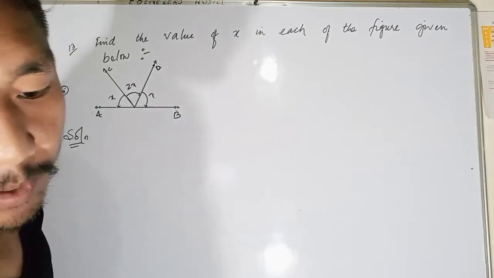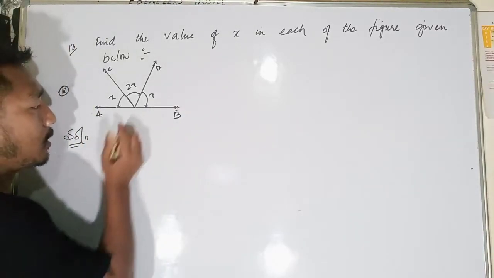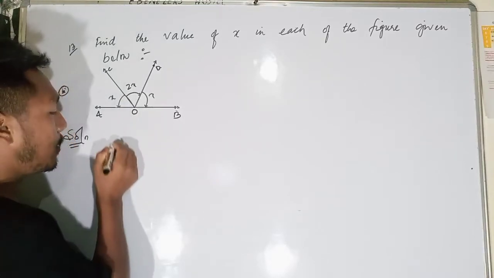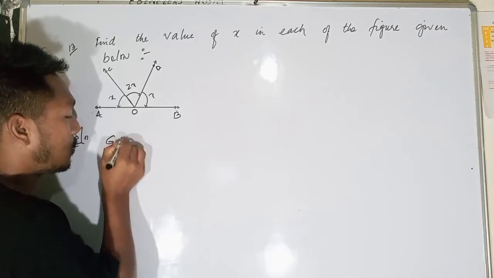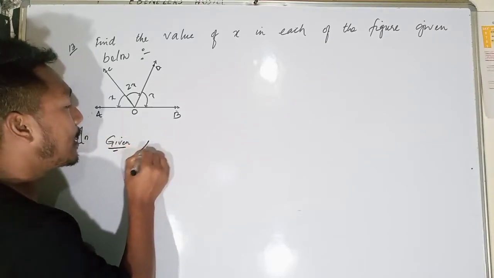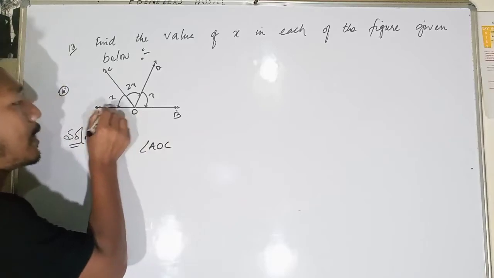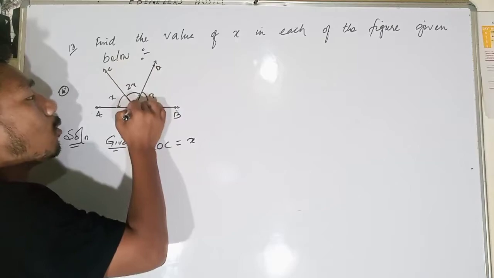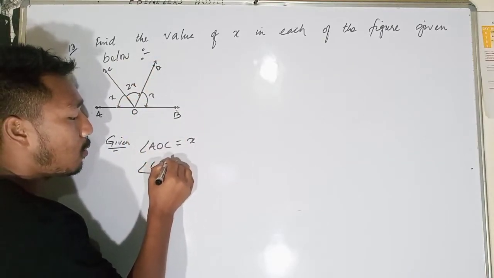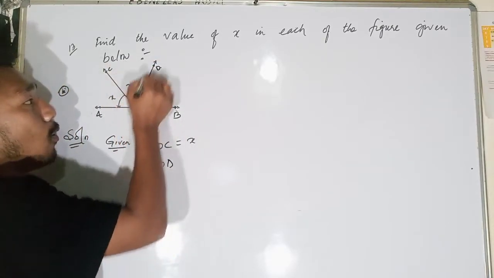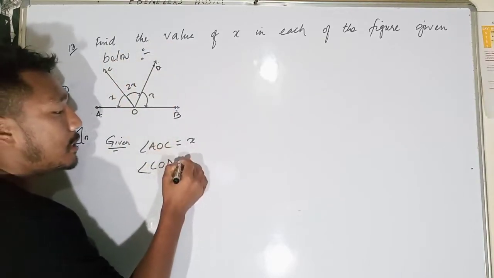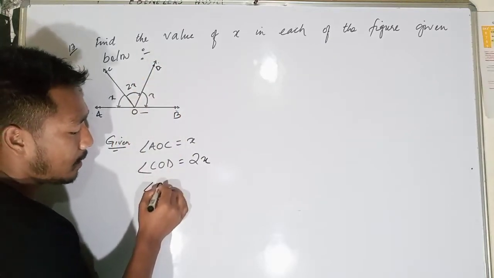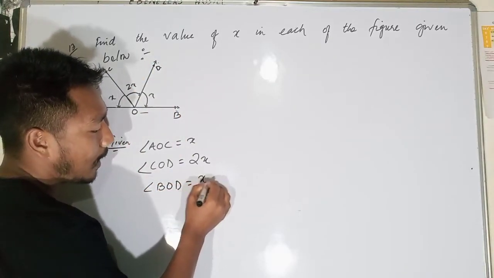So this is our Roman numeral 2. Here you see this is our point O. Let's write down what is given here. Given is angle AOC equal to X, angle COD is equal to 2X, and angle BOD is equal to X degrees.